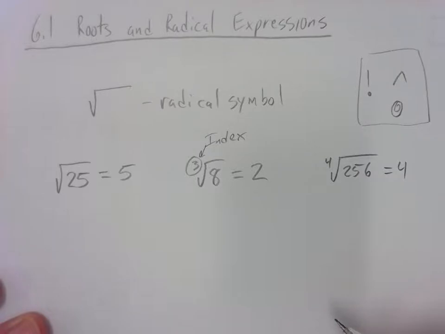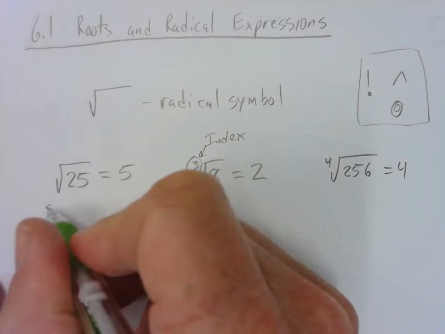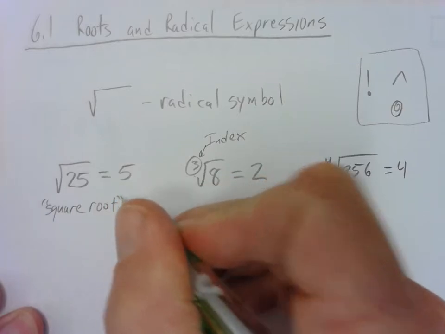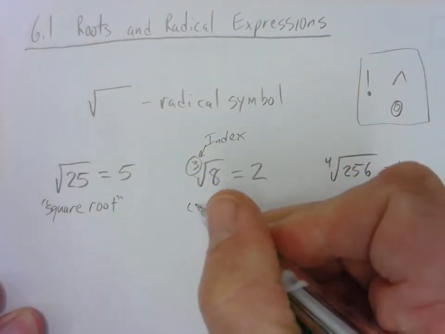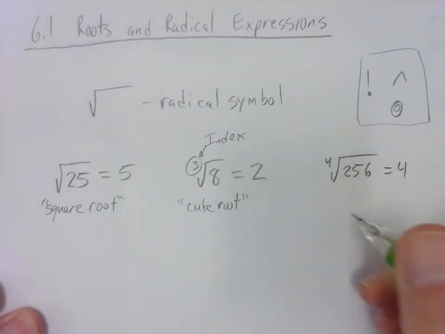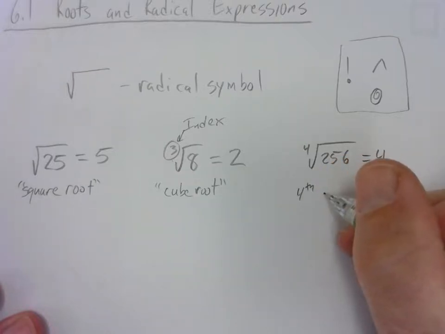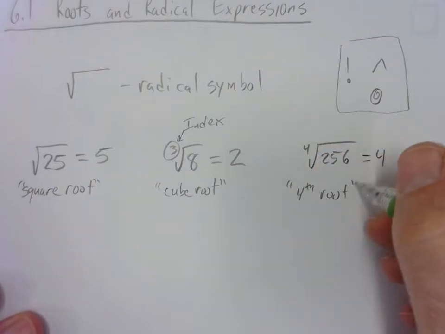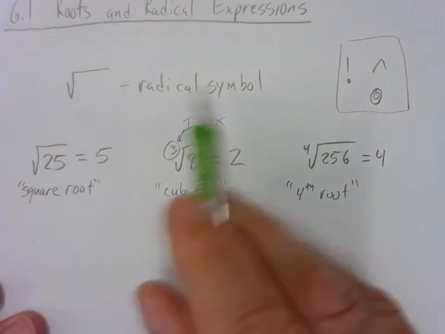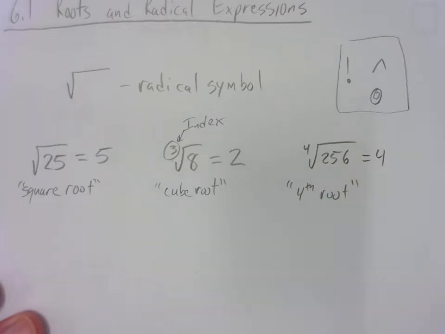All right, and this is square root, cube root. I'll write this out. Square root. So that's the square root symbol now. Then with the 3 there, it'd be cube root. And then with the 4 there, we call it fourth root, etc., fifth root, on and on. So by changing the index, you're changing the name of that radical symbol. If there's nothing there, it's square root. If there's a 3 there, it's cube root. If there's a 4 there, it's fourth root, etc.